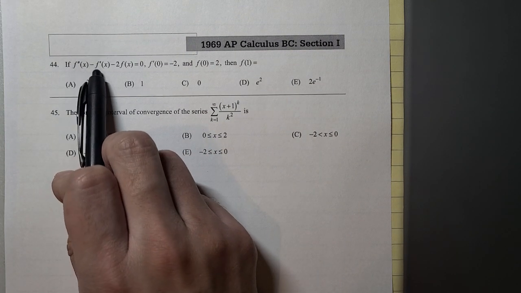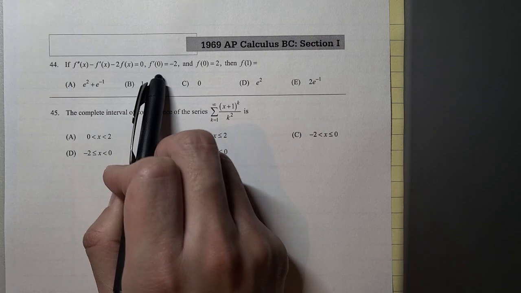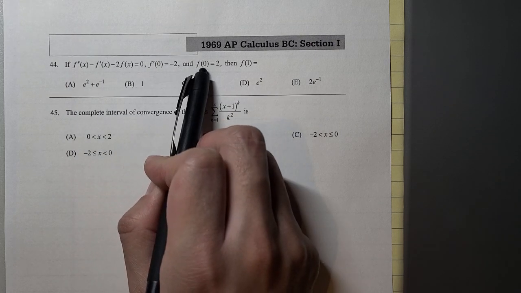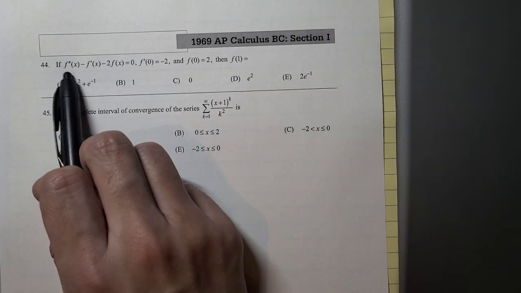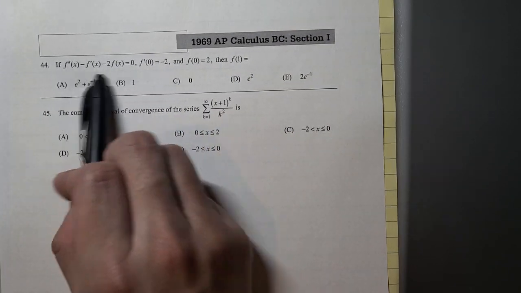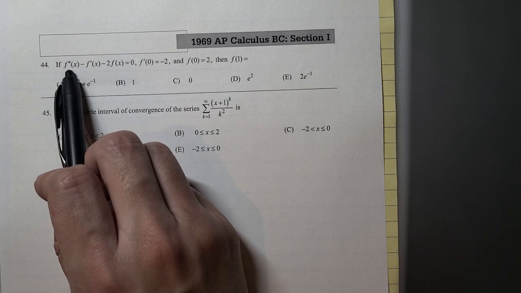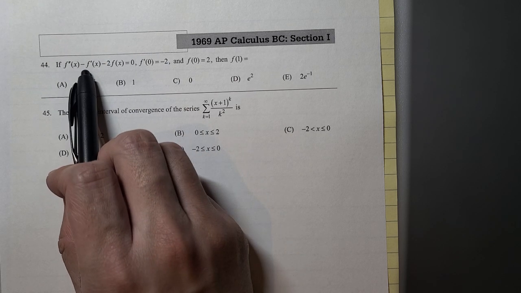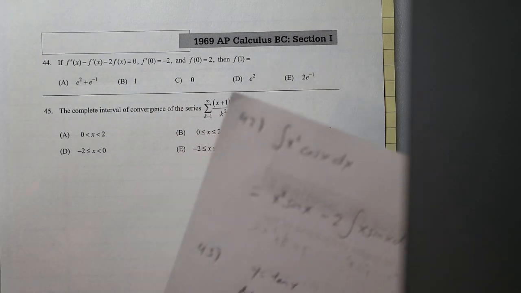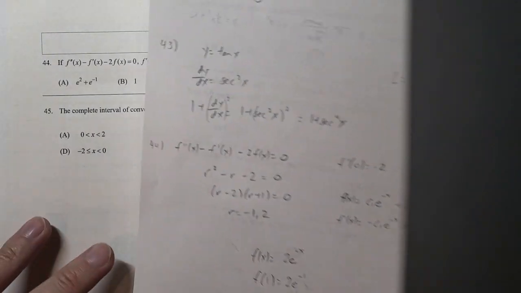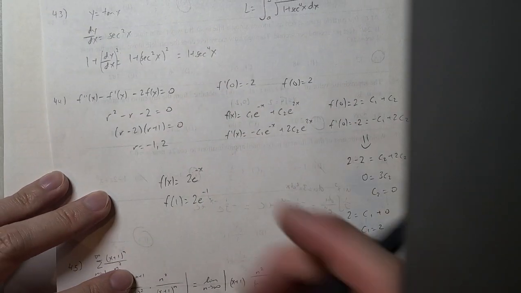If f double prime x minus f prime x minus 2 f of x is 0, f prime of 0 is negative 2, f of 0 is 2, then f of 1 is what, okay? So this is a second order differential equation. Instead of f, you can think of it as y double prime minus y prime minus 2y is equal to 0, okay? So the method to solve that is we have a characteristic equation.